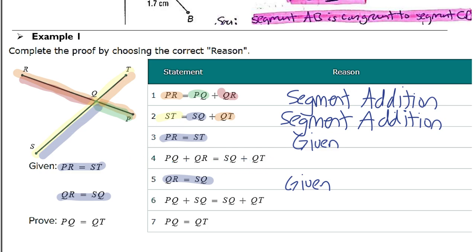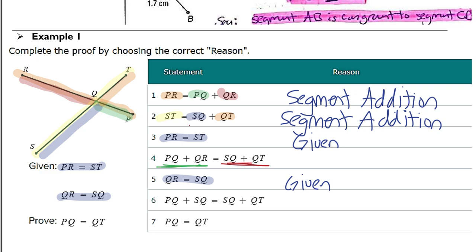Now, I'm going to highlight some stuff, or I'm going to underline here. Let's do some underlining, and let's do it in green this time. So how did I get PQ plus QR on the left side, and how did I get this SQ plus QT on the right side?